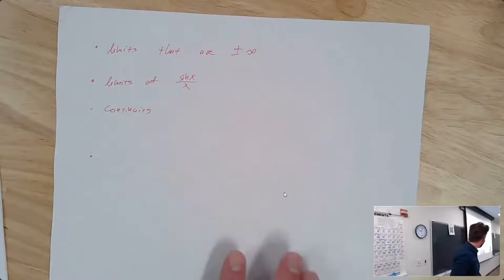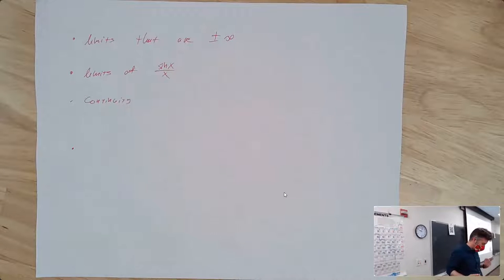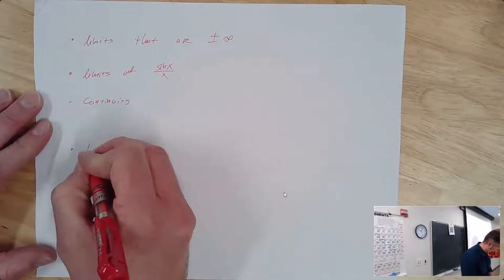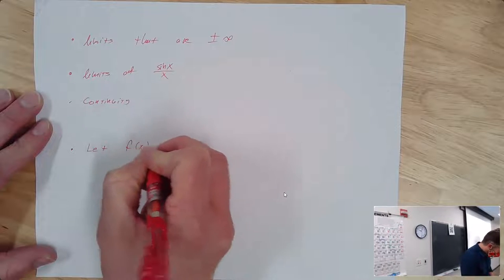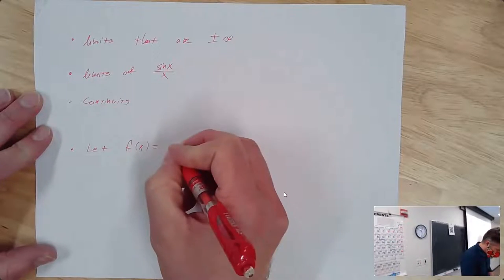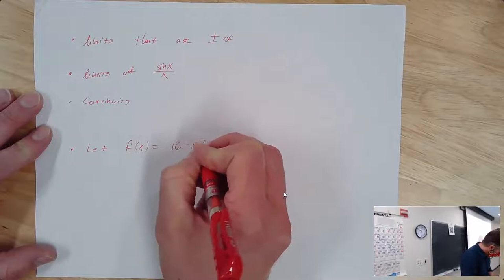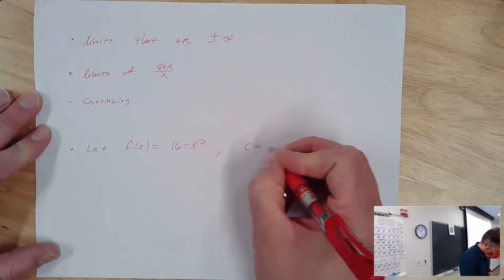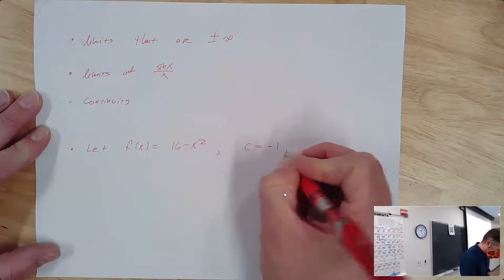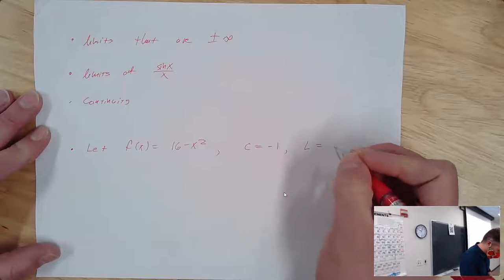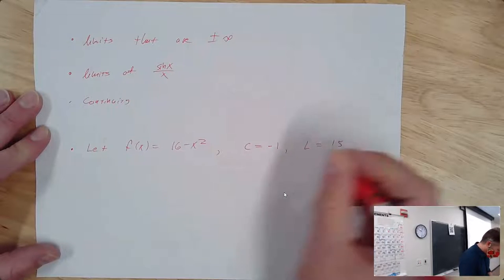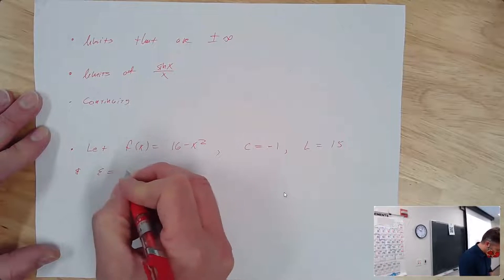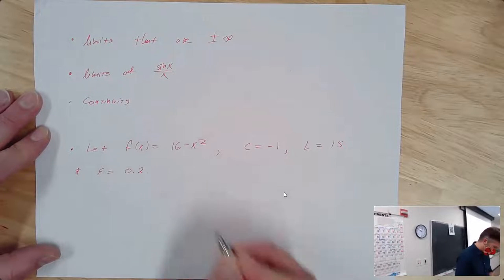I feel like some of these homework questions have a lot of wordiness, but we can still make it happen. So here's an example. Let f of x equal, I'm going to pick something slightly different, 16 minus x squared, with c equal to negative 1, L equal to 15, and epsilon equal to, let's not be so ridiculous, 0.2.